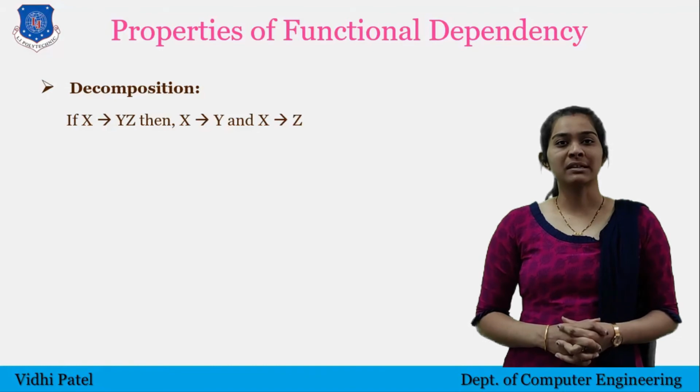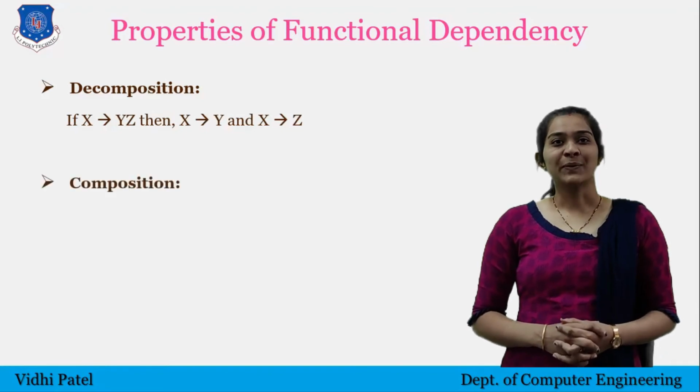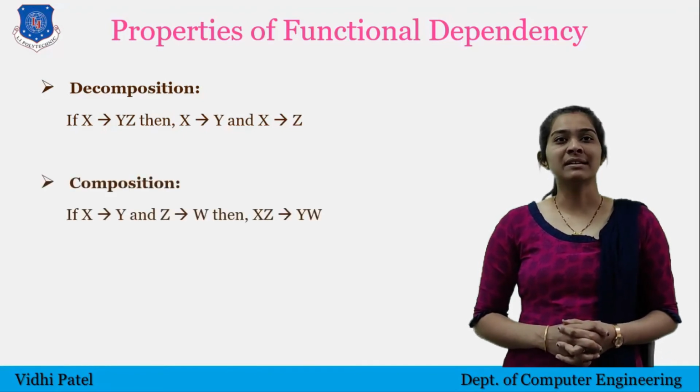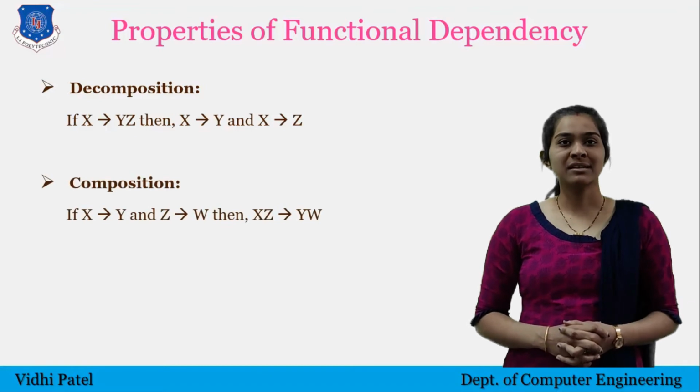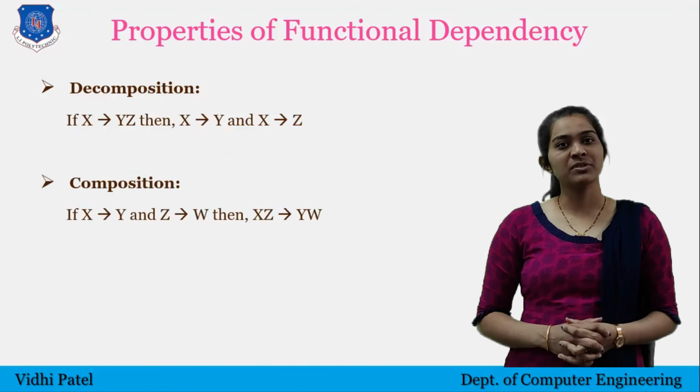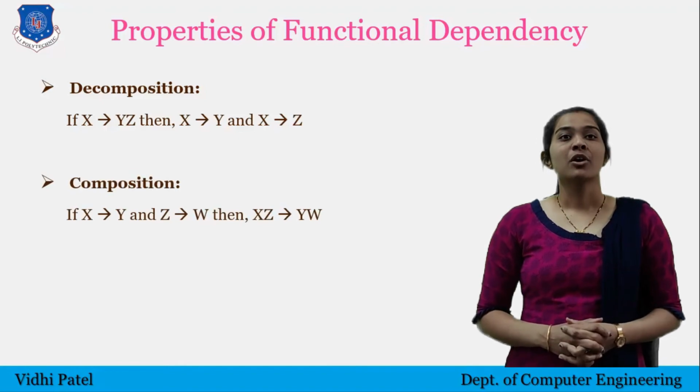So you can decompose functional dependency from right hand side only. Here you can say that x determines yz, or you can say that x determines y and x determines z, but cannot decompose from the left hand side. Next property is composition. If x determines y and z determines w, then xz determines yw. Here I have merged left hand side attributes and right hand side attributes.